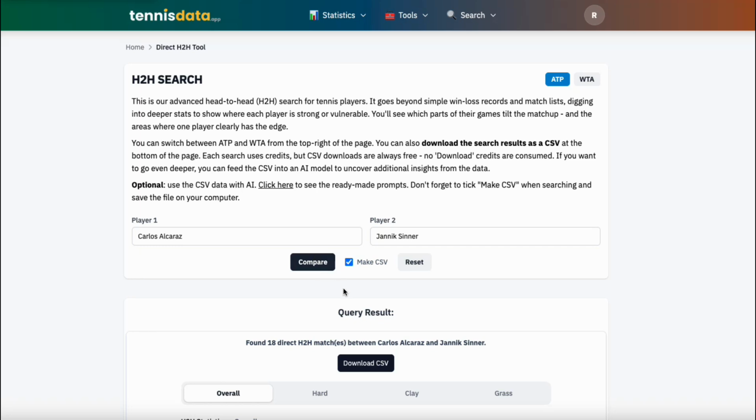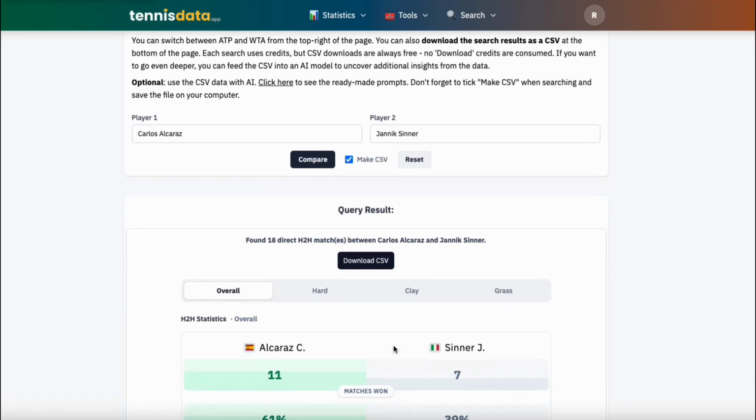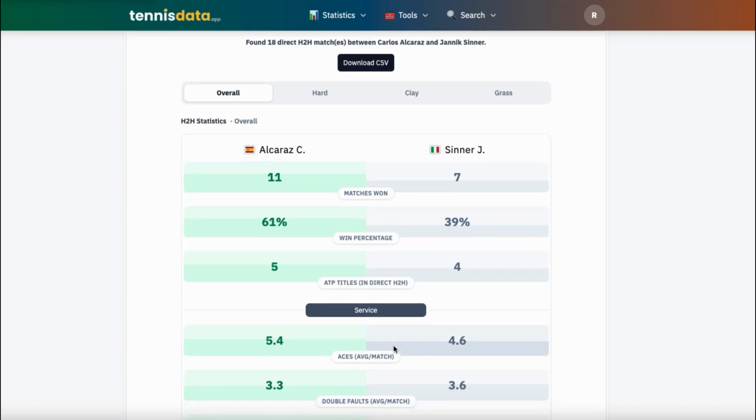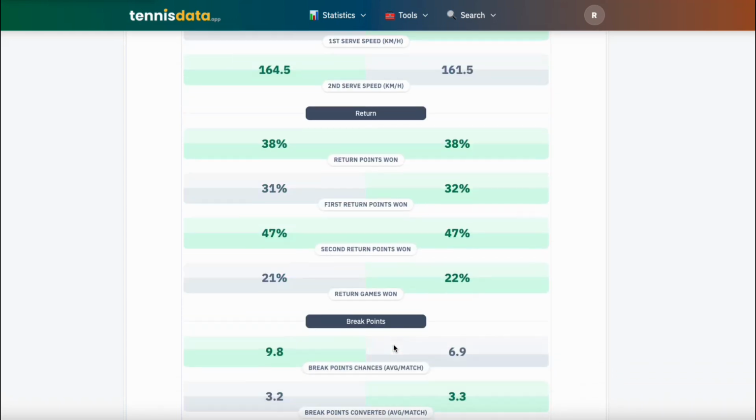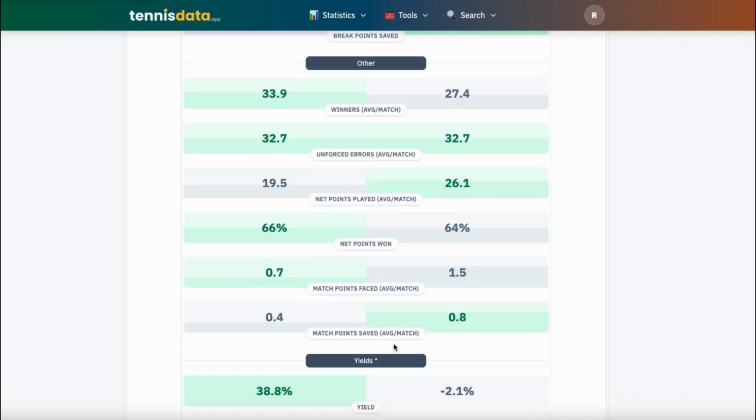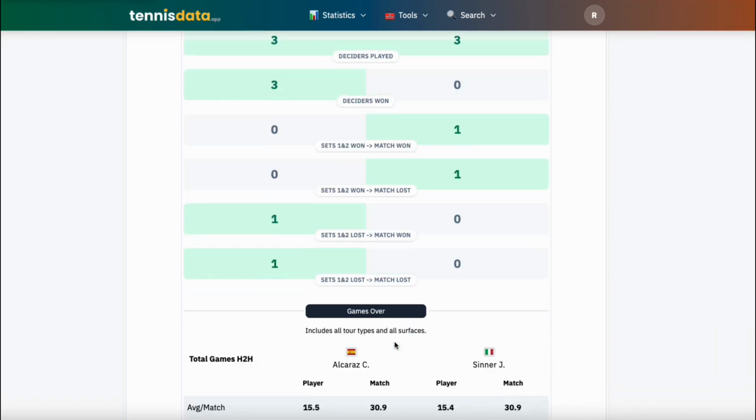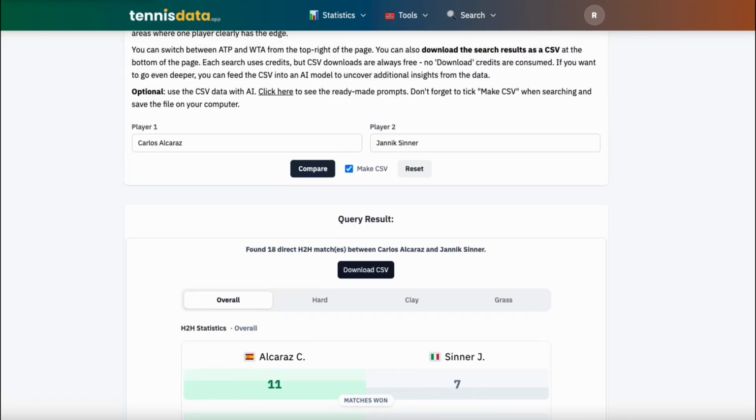After choosing the players, you can tick Make CSV and download the file for further analysis. You can then use the specific prompts available in the Use AI section of the site to get a better picture of the rivalry from a statistical point of view. The results are very similar to the way we already display statistics across the website. Each statistical section is broken down in detail, showing where one player has the upper hand over the other. And of course, the data is split by surface and tour type, so you can understand the rivalry in a more specific context.